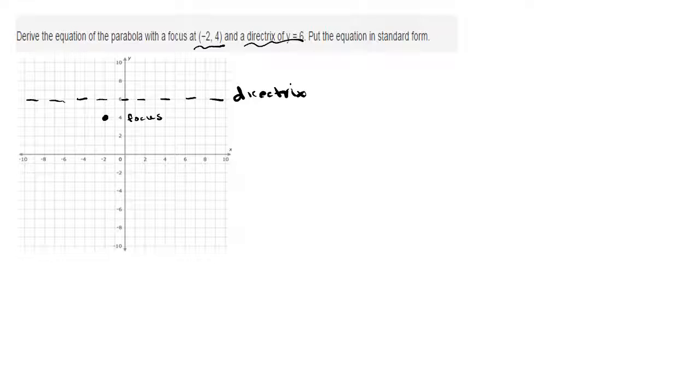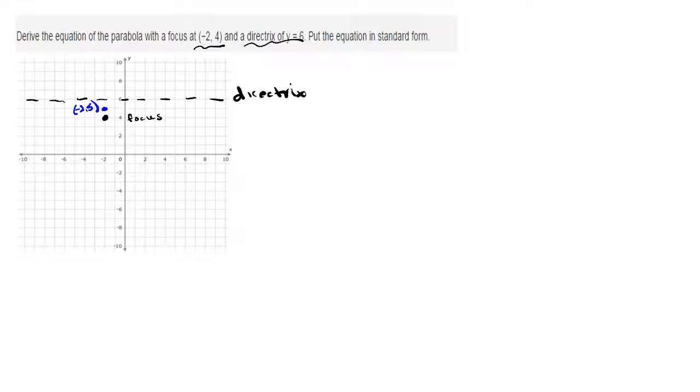The focus is a point that is going to be inside the parabola. The directrix is going to be a line that is outside the parabola. It doesn't touch the parabola. It doesn't go through the parabola. And the vertex of the parabola is going to be directly in between the focus and the directrix. So the vertex of the parabola has to be halfway in between here, which would be this point right there. That is the point (-2, 5).